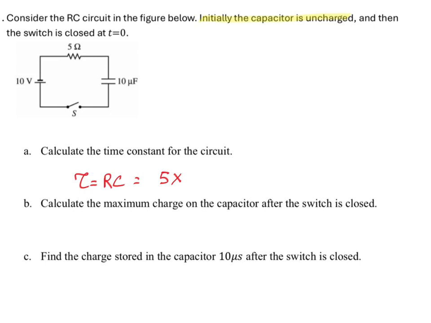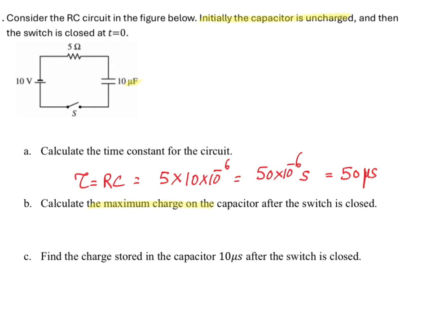We have R, which is 5 ohm. C is given as 10 microfarad. We have to convert that to farad, multiply by 10 to the power negative 6. And we get the answer as 50 times 10 to the power negative 6 seconds for time constant, which we can also write as 50 microsecond.